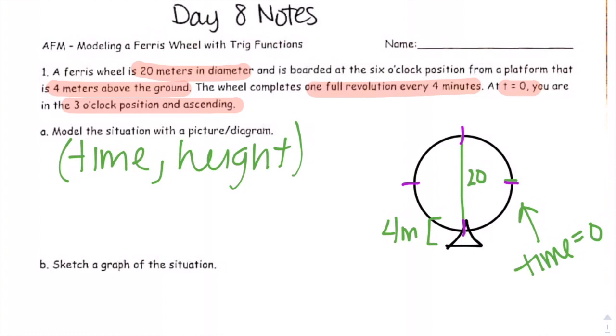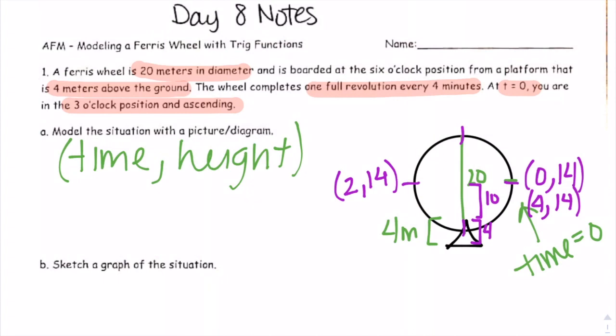So what time is 0 here? We have 0. And we need to figure out how high are we above the ground? Well, we're this 4 meters here plus half of our diameter, which would be 10. So 10 and 4 together make 14. So now if it takes us 4 minutes to go all the way around, that means when we get all the way back to here, we're going to be at 4 minutes and 14 meters in the air. So now if we want to go halfway around, that's going to take us 2 minutes, and we're still at 14 meters in the air.